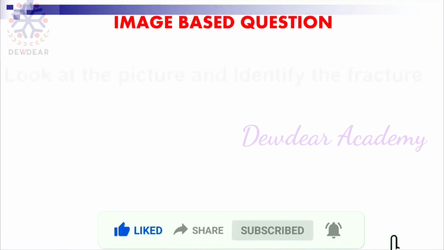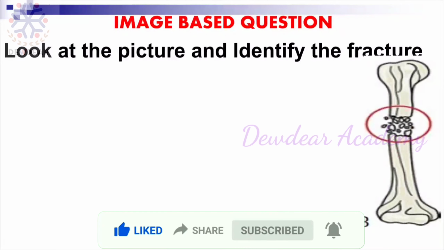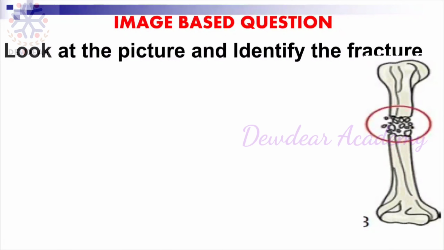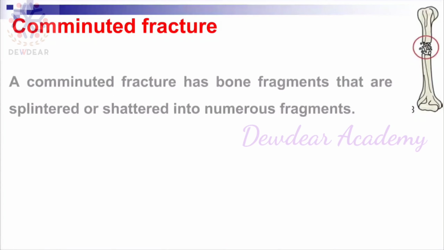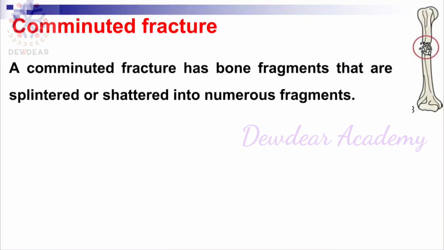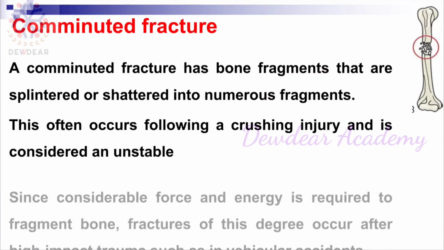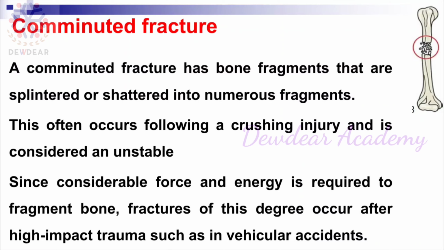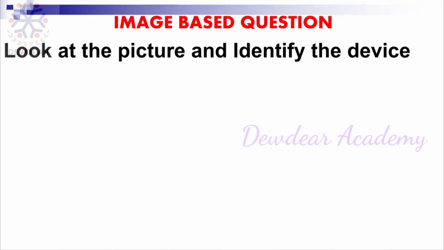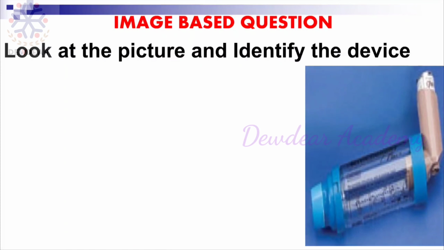Next question. Look at the picture and identify the fracture. It is comminuted fracture. Comminuted fracture has bone fragments that are splintered or shattered into numerous fragments. This often occurs following a crushing injury and is considered as unstable. Since considerable force and energy is required to fragment bone, fractures of this degree occur after high impact trauma such as vehicular accidents.